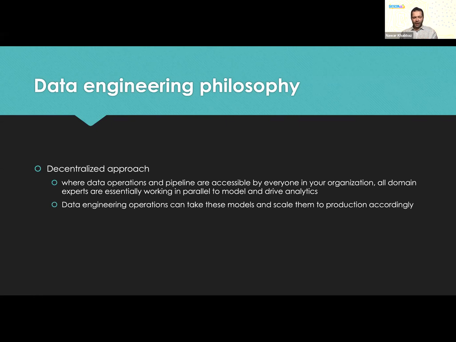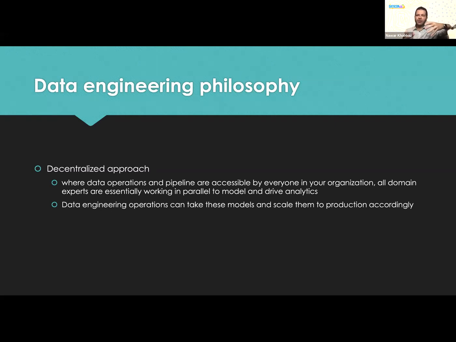There's another approach that a lot of companies are adopting right now, and even the monolith companies are adopting some sort of a decentralized approach, where the data pipeline and operations are accessible by everyone in your organization, and all domain experts are essentially working in parallel to model and drive analytics. What I mean by that is you'll have domain experts that depend on a certain type of raw data that you need to provide to them, and provide access for. But you have another domain expert that needs more analyzed data and whatnot.